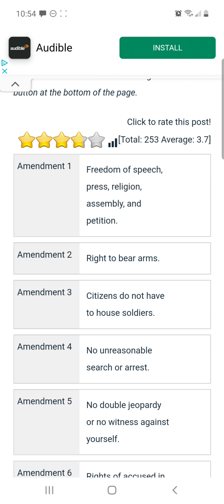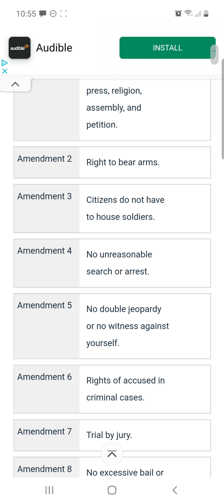Amendment 1. Freedom of speech, press, religion, assembly, and petition. So you have the right to petition your grievances to your government. You have the right to freedom of speech. The press actually has the right to ask questions to the president, even if they don't like it. The press has the right to freedom of speech as well, whether we like it or not. And we also have the freedom to protest in the streets, whether the cops like it or not.